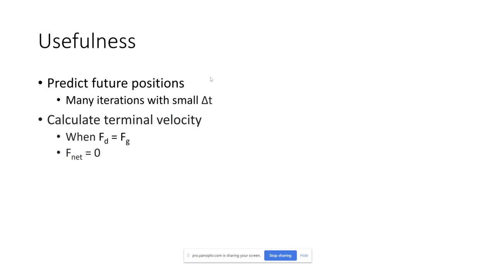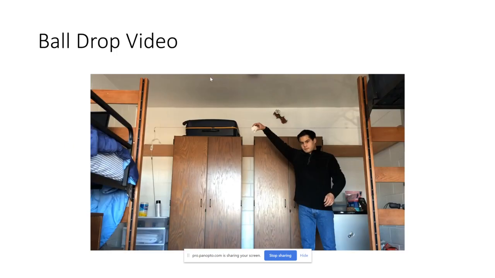These calculations are very useful to us because we can use them to predict the future positions of objects. We can make many iterations with small delta t, and the smaller the delta t is, the more accurate our predictions will be. We can also calculate an object's terminal velocity, which is when the drag force equals the force of gravity. In other words, F net equals 0.